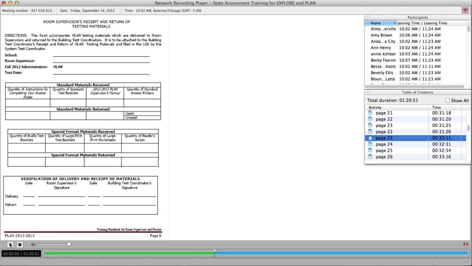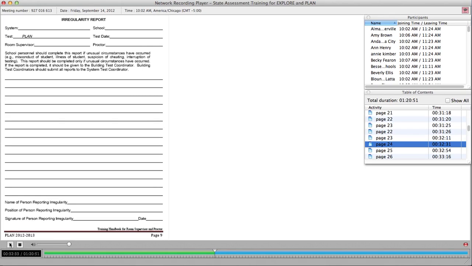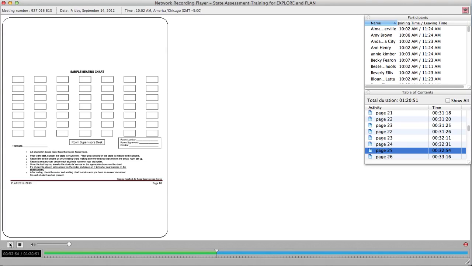Okay, and then the next document that we have for you is the standard irregularity form that will be used for anything that the building, anyone, whether it's the building test coordinator, the principal, the room supervisor, the proctor, a hall monitor, anyone who sees an irregularity is required to complete an irregularity form. Okay, the next page is a sample seating chart.